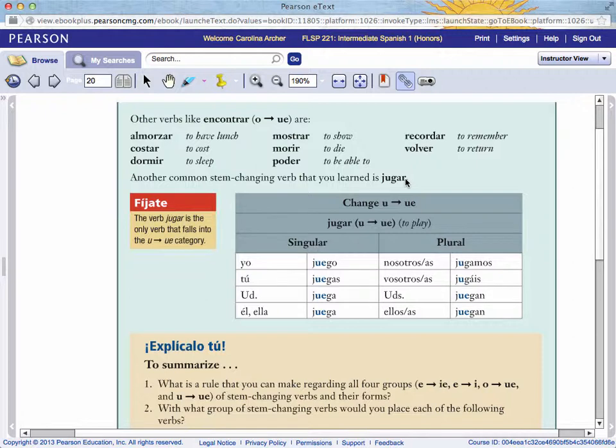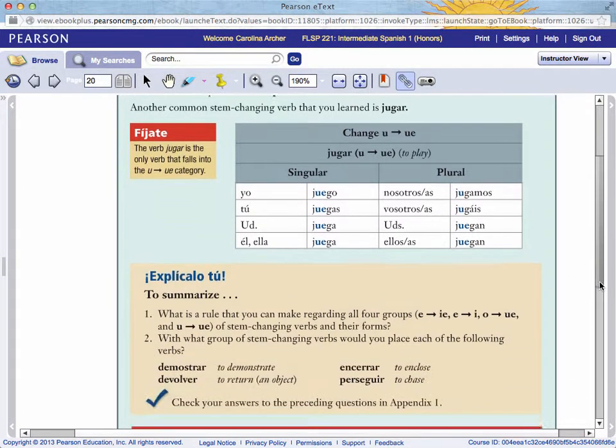Jugar, which means to play, but to play a sport or a game, not to play an instrument, okay? To play. So jugar. The U changes to ue. Yo juego, tú juegas, usted, él, ella juega, nosotros stays the same, ustedes, ellos y ellas juegan.